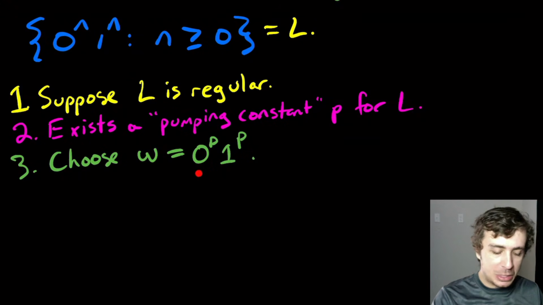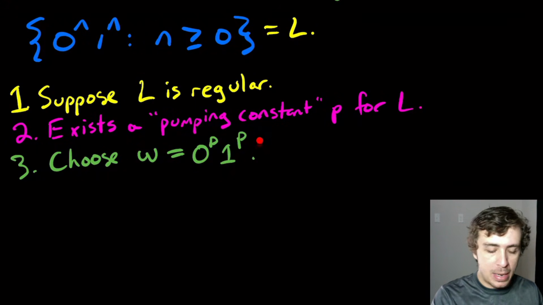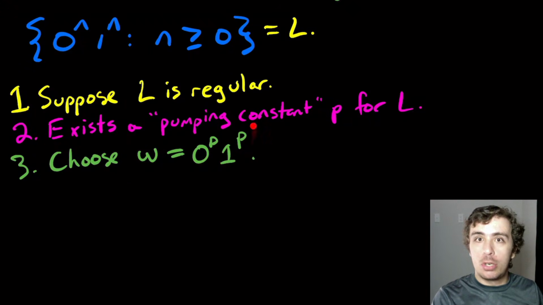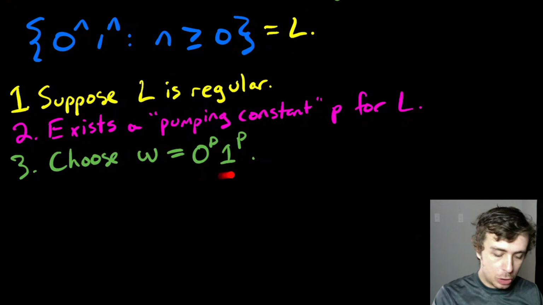So I can't just pick the string 01 as an example because I don't know that P is equal to 1. P could be 10 trillion. But this guarantees that the length of the string is at least P. In fact, it's at least 2P here, which is good.